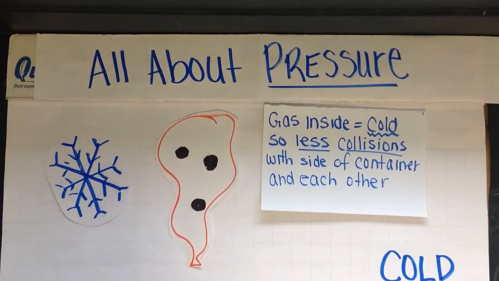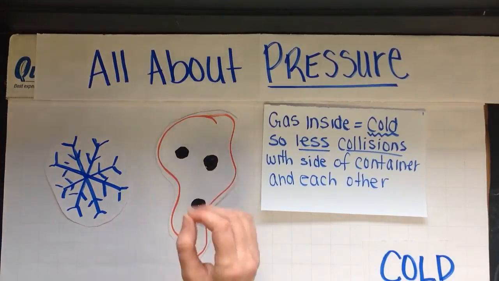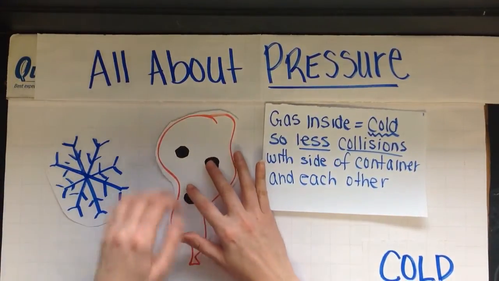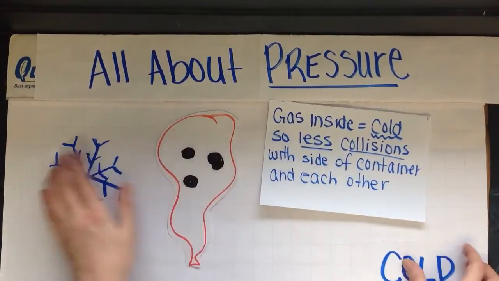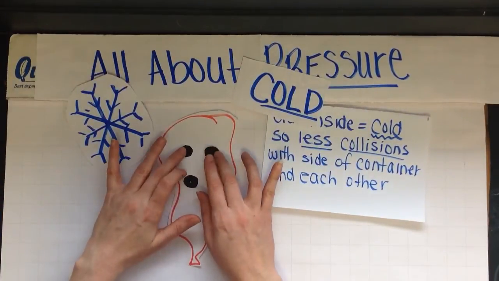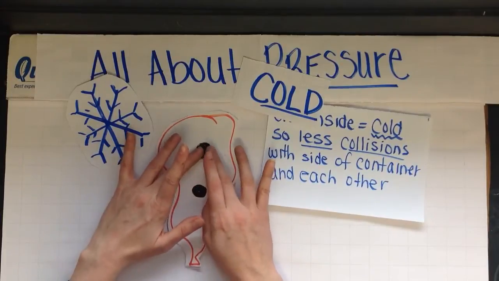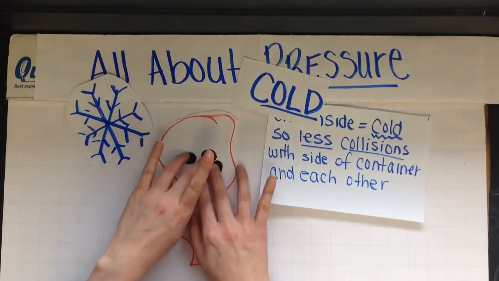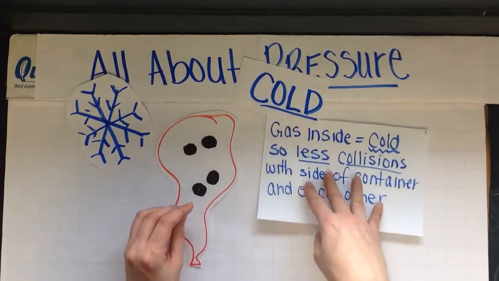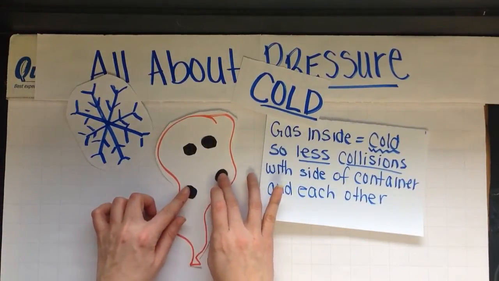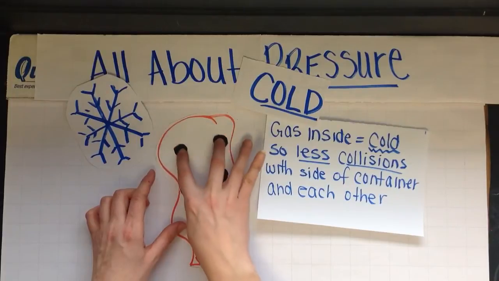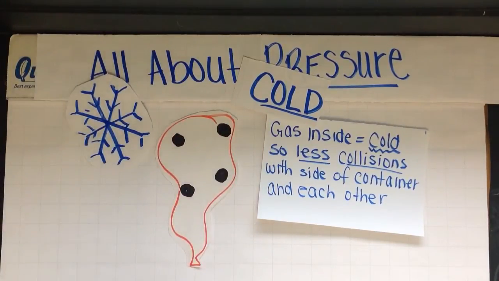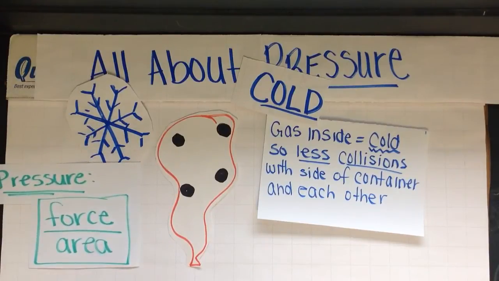Here are the gas molecules. For the sake of our picture, we'll just use 3, though there are a lot of gas molecules. And these gas molecules are moving around, but as soon as it turns cold, they actually slow down. They lose kinetic energy. And therefore, there are fewer collisions with each other and the sides of the container. Okay, now, these collisions with the side of the container, that's what pressure is.